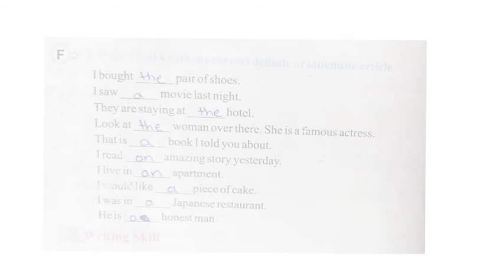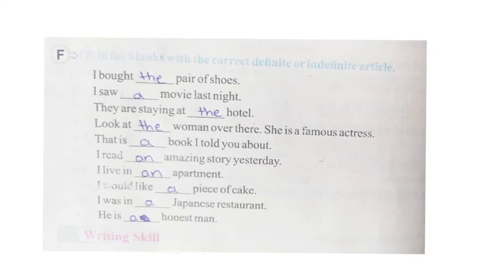So students, come to part F. Fill in the blanks with the correct definite or indefinite article. I bought the pair of shoes. I saw a movie last night. They are staying at the hotel. Look at the woman over there.